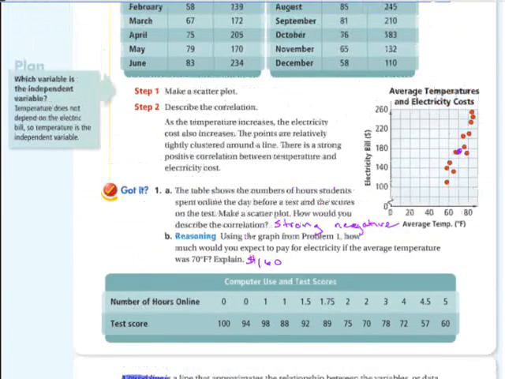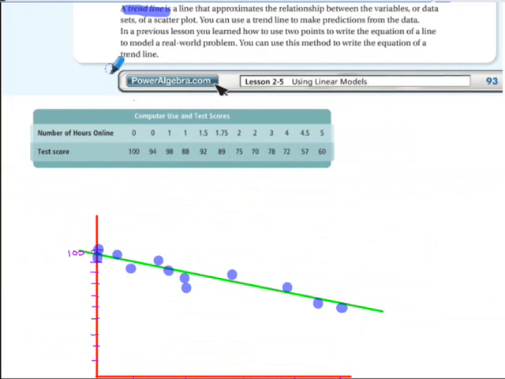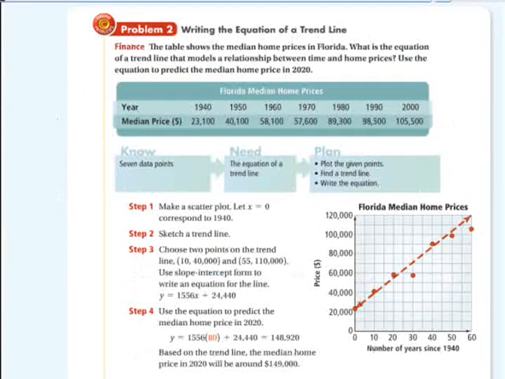So up here, if you want to be sure, draw yourself a trend line and see if it goes through the amount that you picked. Does yours have to be 160? No, maybe you picked 155. No problem. Let's take a look at the next page.